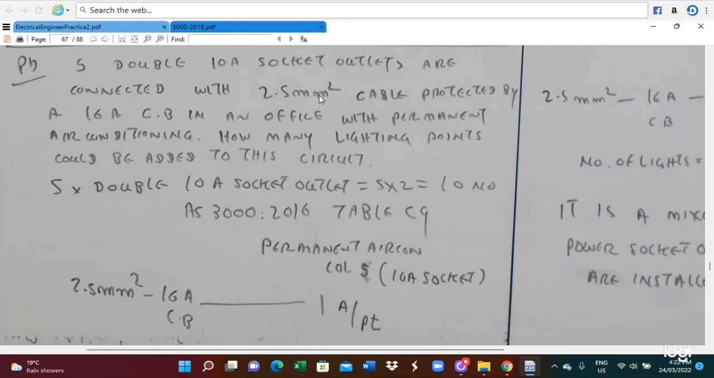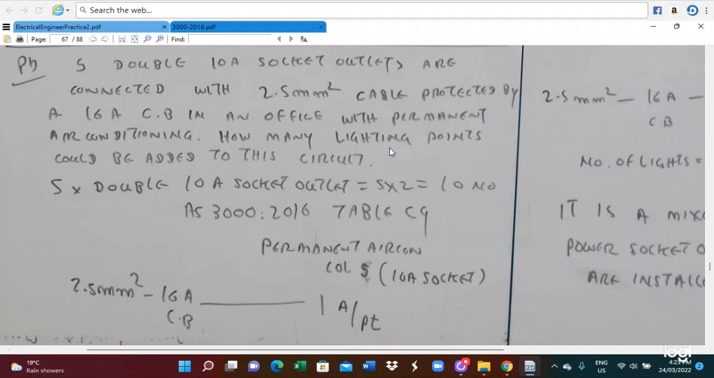So the 5 number of double 10 ampere socket outlets means 5 multiplied by 2. So that way 10 number is already installed. So 10 ampere socket outlet, already installed 10 number. So we have to find how many additional points can be added.